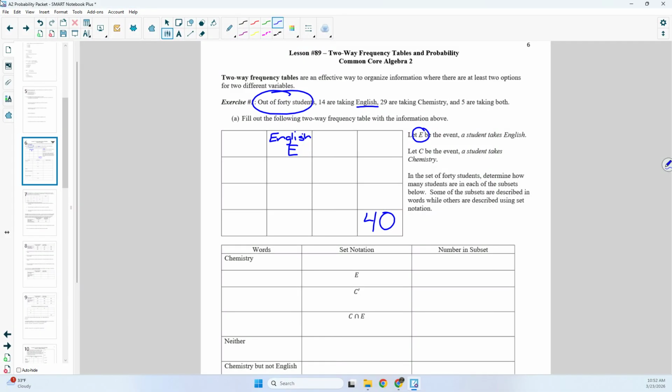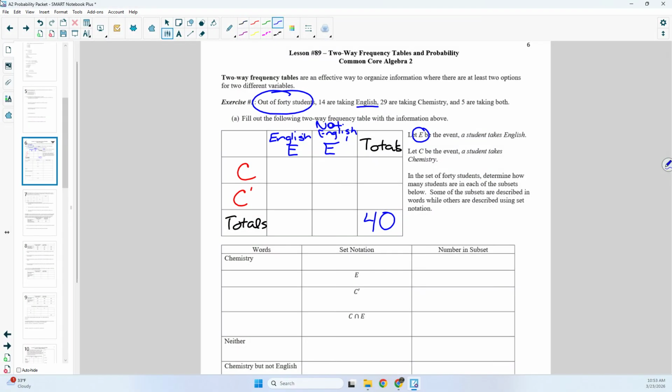So this is column E. And then over here, we're going to do the opposite of E, which we call the complement, so that's not E. So that means not English. If I was writing words, I would write not English. Our other quality, which is whether or not a student takes chemistry, goes in the other direction. So we're going to write C for chemistry here and not C here. These final rows and columns are the totals.